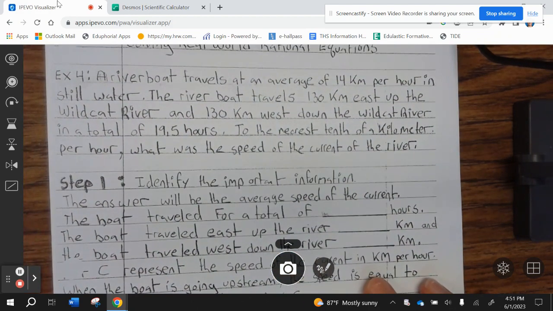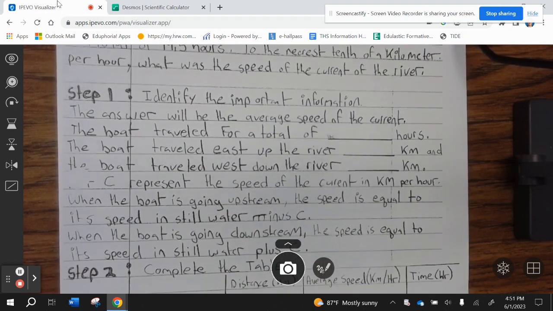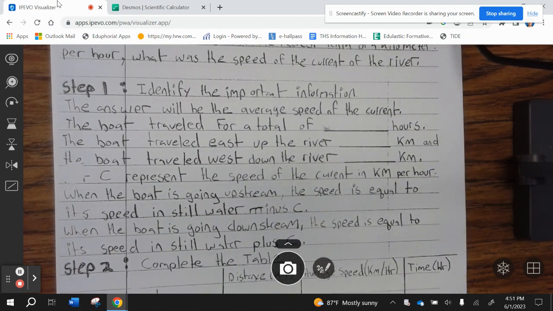All right, example 4. A riverboat travels at an average of 14 kilometers per hour in still water. The riverboat travels 130 kilometers east up the Wildcat River and 130 kilometers west down the Wildcat River in a total of 19.5 hours. To the nearest tenth of a kilometer per hour, what was the speed of the current of the river? Step 1, identify the important information.